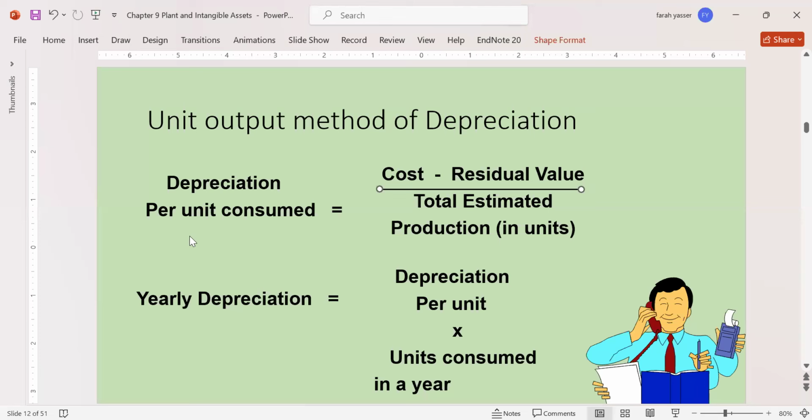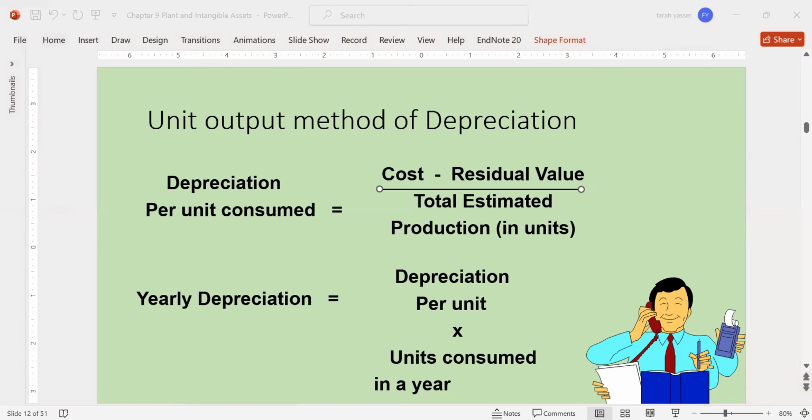So, first we will calculate depreciation per unit consumed. The unit consumed may be, as I have already discussed, in number of hours, in miles like in the case of vehicles, or in units like in the case of plant or machinery. After calculating depreciation cost per unit consumed, we will calculate yearly depreciation, which can be calculated by multiplying depreciation per unit consumed by units consumed in a year.